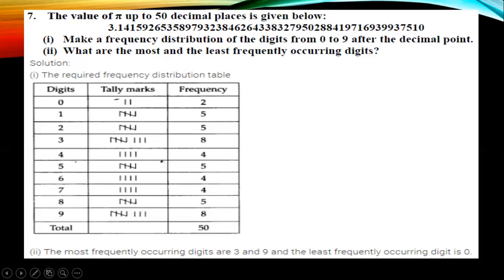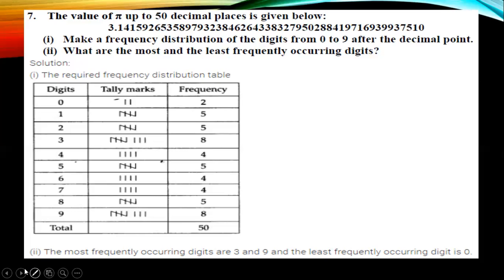Now, can you conclude which is the most and the least frequently occurring digits? The most frequently occurring digits, as we said, are the digit 3 as well as the digit 9. Both of them occur 8 times each. And which is the least frequently occurring digit? The digit 0, which occurs only 2 times.